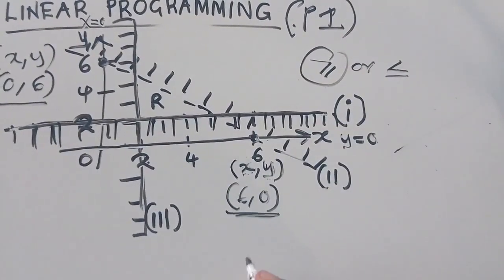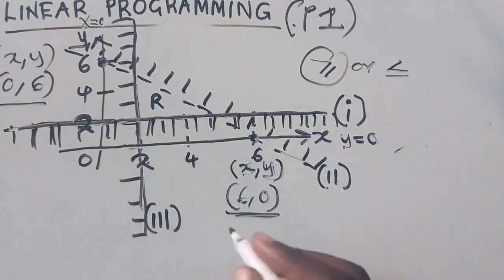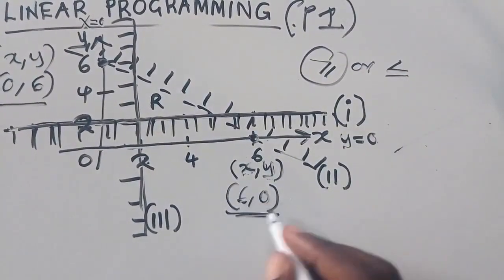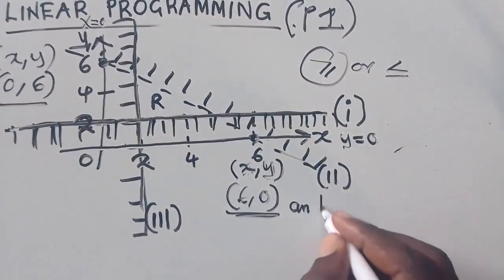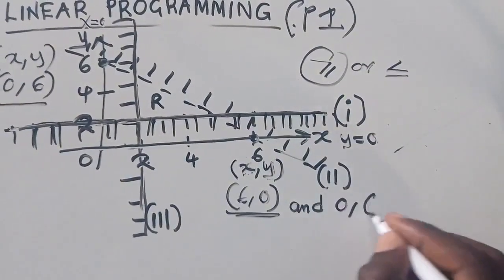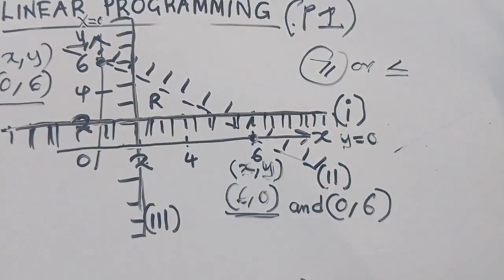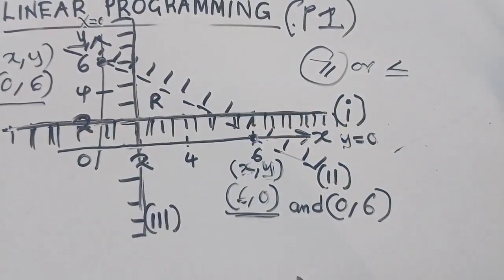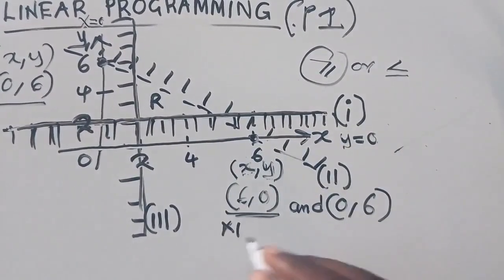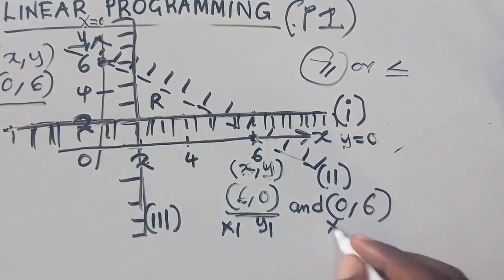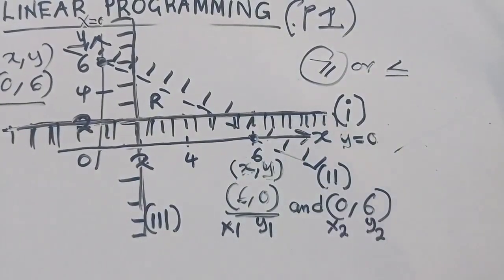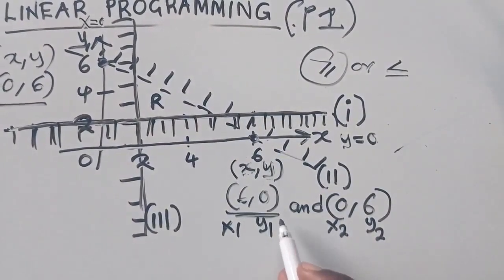Then I find the gradient. I'm having 6, 0 and 0, 6. These are the two coordinates that I've come up with. Then I find the gradient. So how do I find the gradient? This is x1, this is y1, this is x2, this is y2, like this. Then you find the gradient.